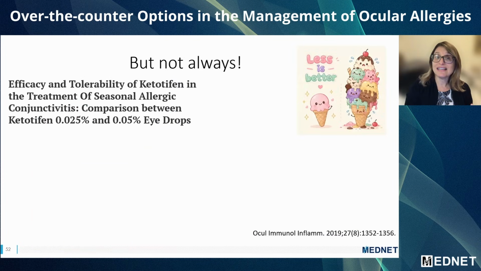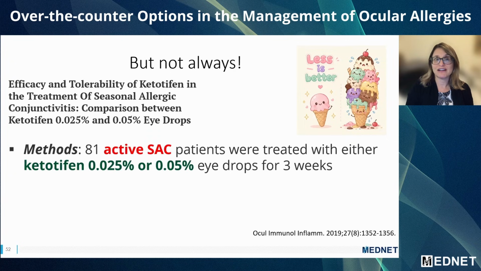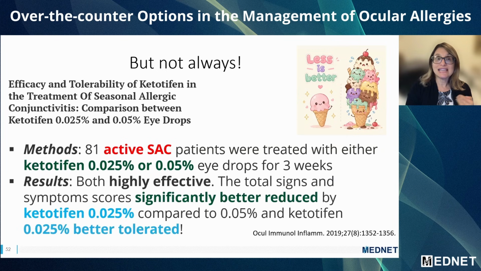But that is not always the case, because there was another study that looked at ketotifen, another antihistamine mast cell combination, looking at the 0.025% versus the 0.05% concentration. And in this case, while both were highly effective, the symptoms and signs were better reduced by the lower dose of ketotifen, and it was better tolerated.